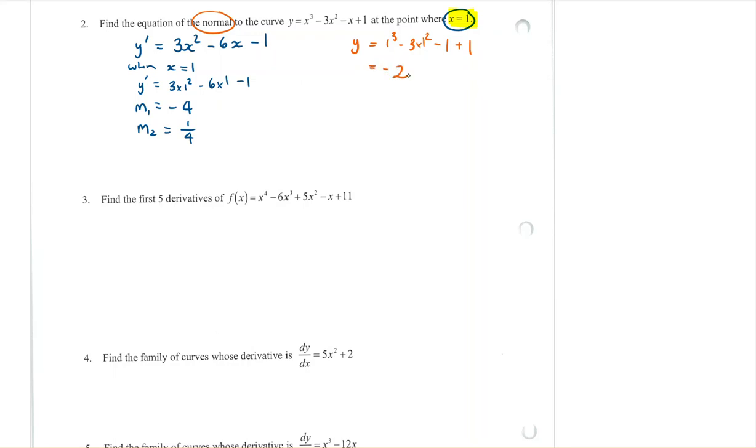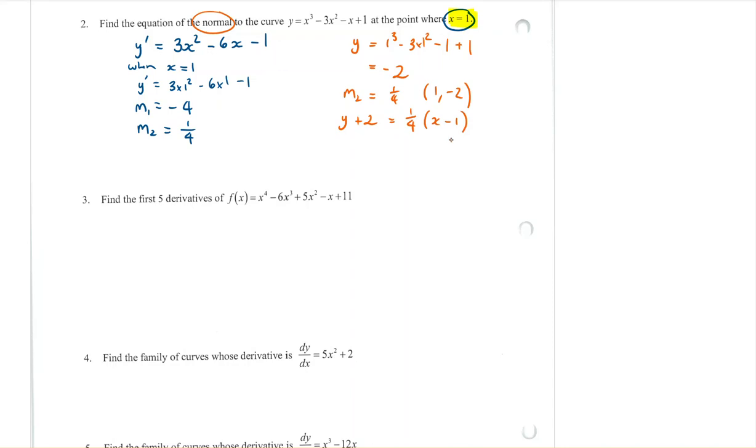So I now have enough information. My gradient is positive a quarter, and I have a point, x is 1, y is minus 2. So I can use my point gradient formula. Subbing in, y minus minus 2, the 2 minus will become a plus, equals m, which is the quarter, times x take x1, which is 1.